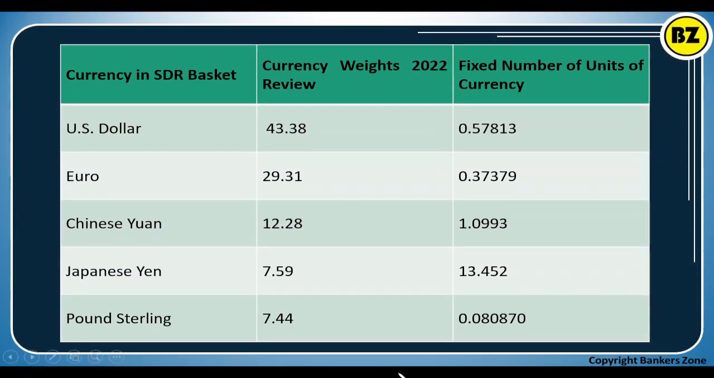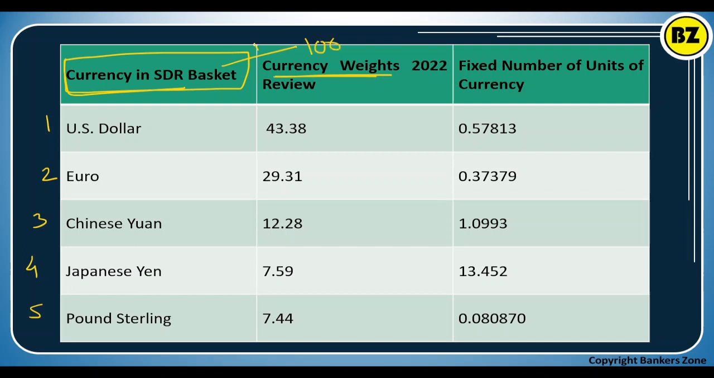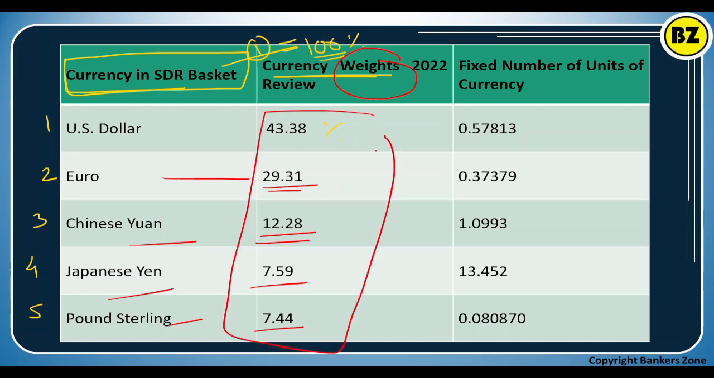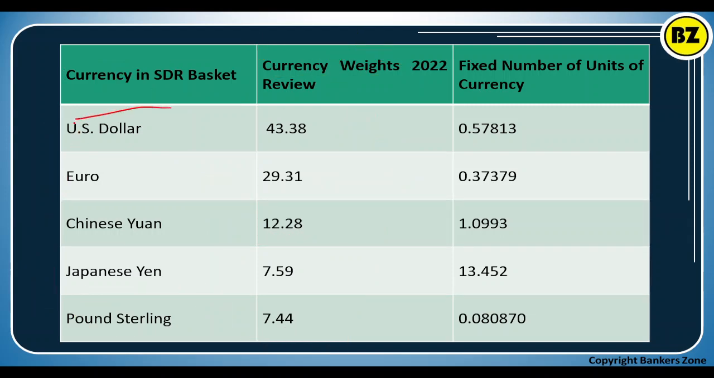Now see here, here is a chart that will give you better clarity on how SDR works. I have told you these 5 currencies, which make up the SDR. Now see the currency weight, how much weight each currency has. Suppose one SDR is equal to 100%, then the US dollar contributes 43%, the euro contributes 29.3%, the Chinese yuan has 12.28%, and then the Japanese yen and the pound sterling. This is nothing but the weight. You don't need to remember the figures, but you should remember that first column. That is important, so I repeat, only that column you have to remember.